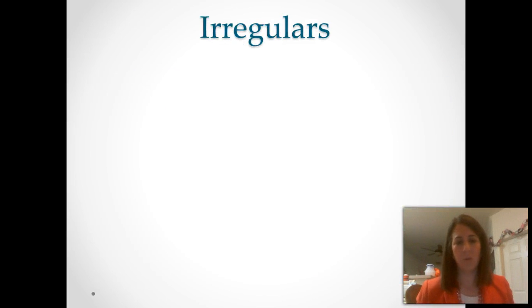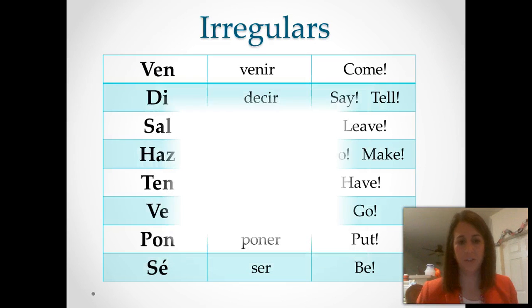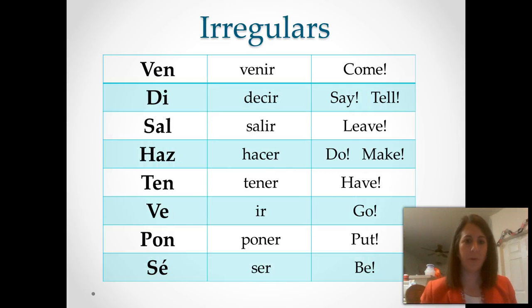Alright, and of course, what would Spanish class be without some more irregulars? So here are our irregulars in the positive commands. Notice that some of them are the same verbs, but they're different irregulars. So please make sure that you copy that list down. Ven, di, sal, haz, ten, ve, pon, sé.